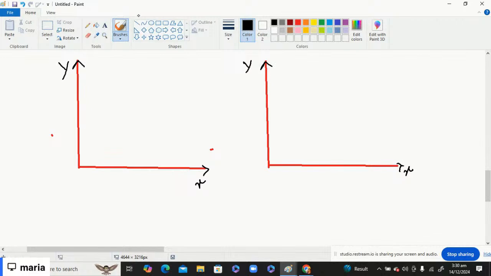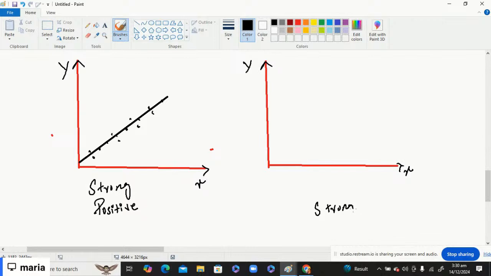So for the strong positive, what does it mean? It means that your data is like this way. Your data is moving up from left to right in this way. This is a strong positive. Now, what is a strong negative? That is like this way. Okay, this is the strong negative. Now, here are the strong positive and strong negative graphs.